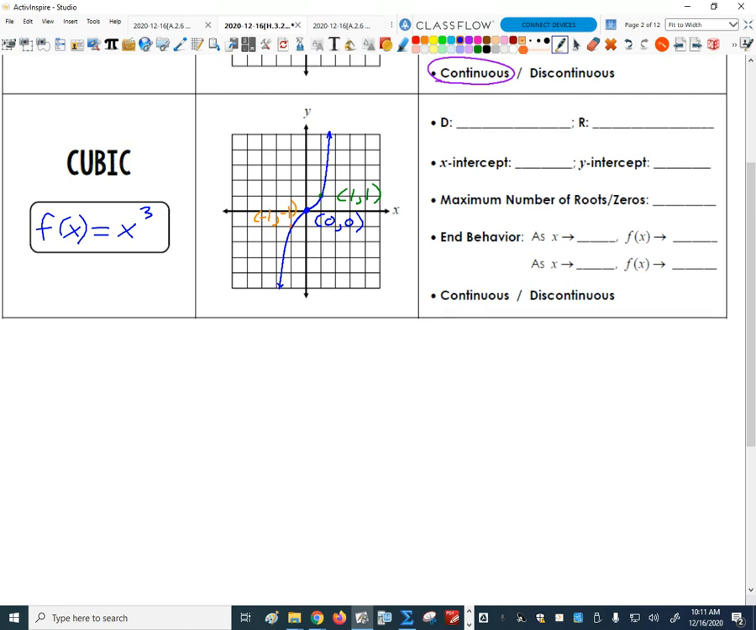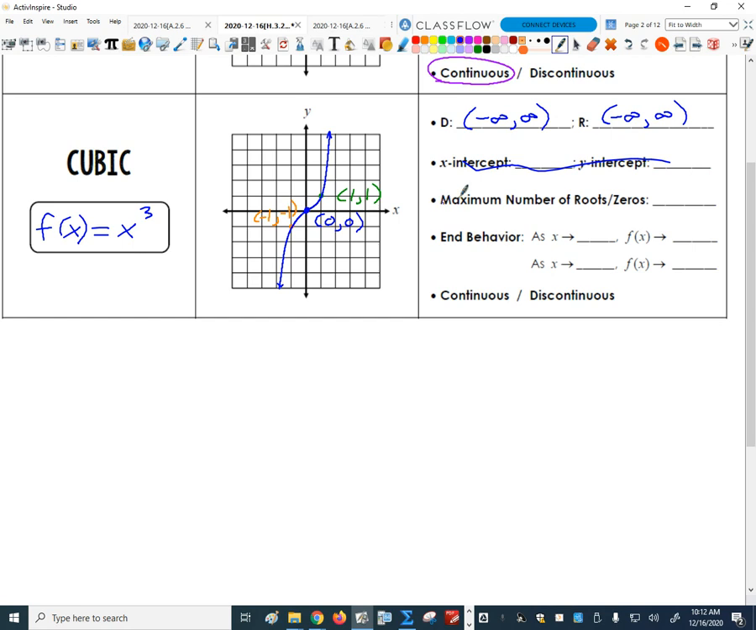So, domain. It would be infinity, right? Right, all reals. What about the range? Yeah, all reals. There you go.